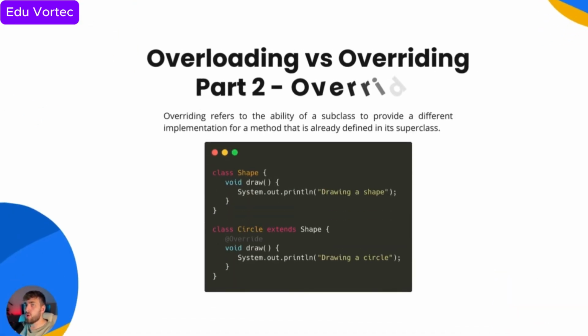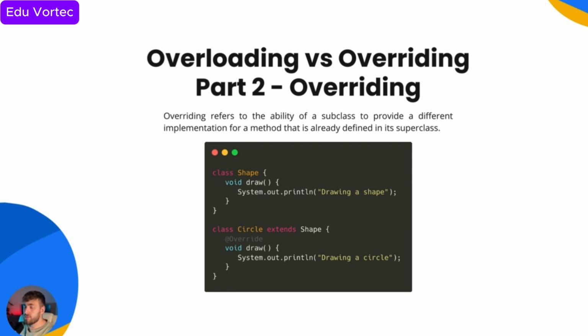On the other hand, overriding refers to the ability of a subclass to provide a different implementation for a method that is already defined in a superclass. This means that you can override a method in a subclass to provide a different implementation for that method. Overriding allows for greater flexibility and dynamic behavior in your code, and it allows you to change the behavior of a method at runtime based on the object that is calling the method.